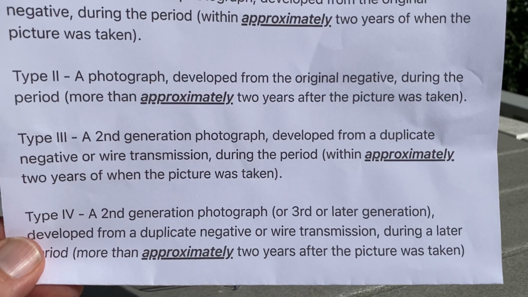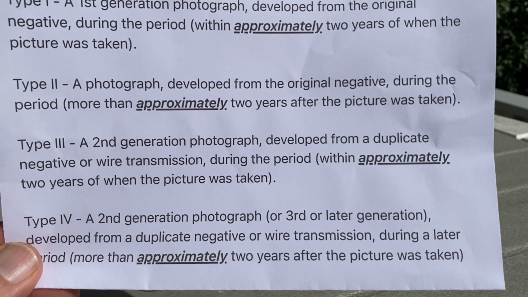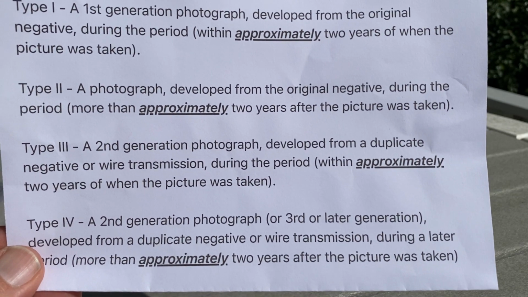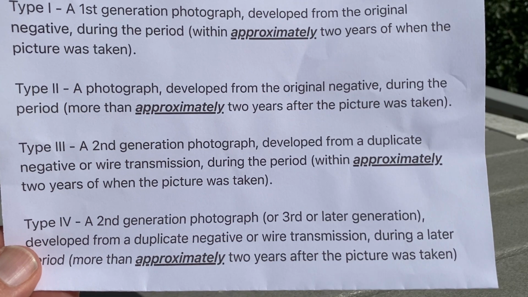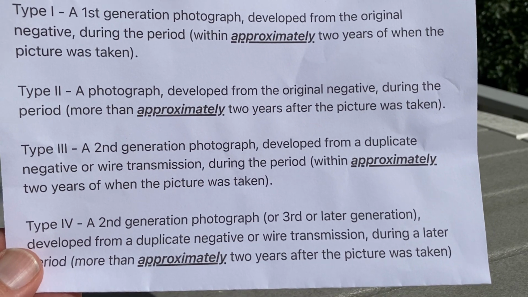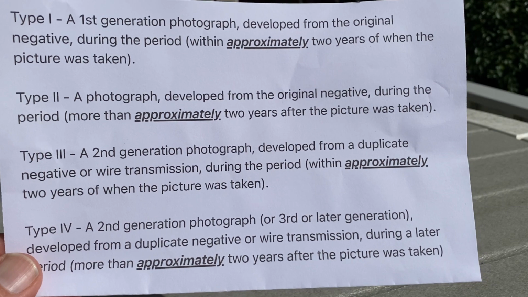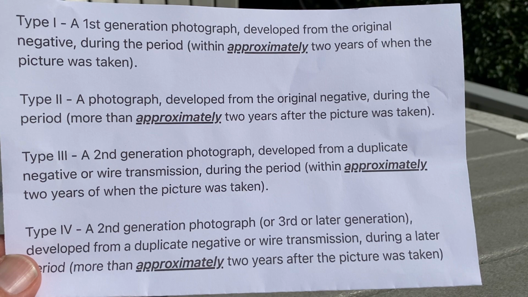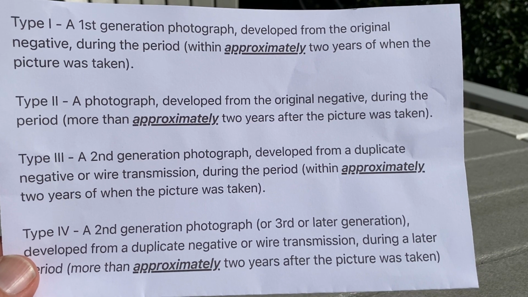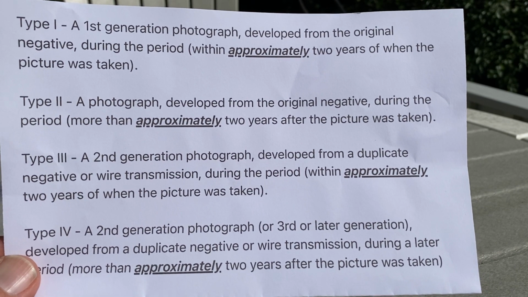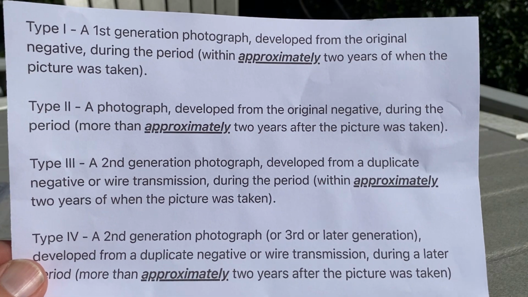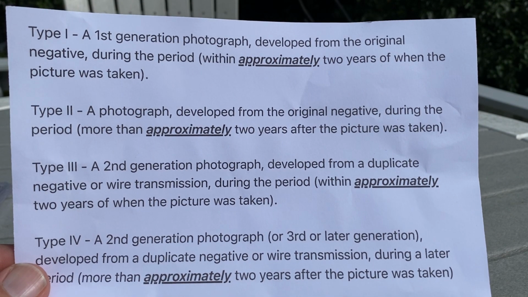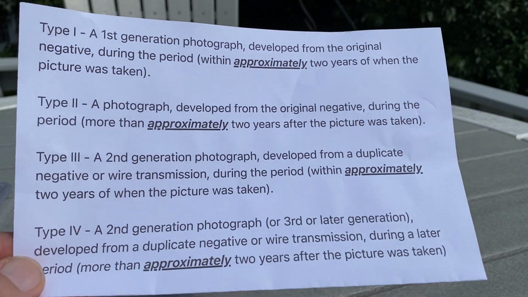Type 3 is a second generation photograph developed from a duplicate negative or wire transmission during the period approximately 2 years from when the photo was taken. So if the photographer made a duplicate negative, or if it was a wire transmission, or used a photo to create a new photo, and it's all within 2 years of the original photo negative taken, that's a Type 3.